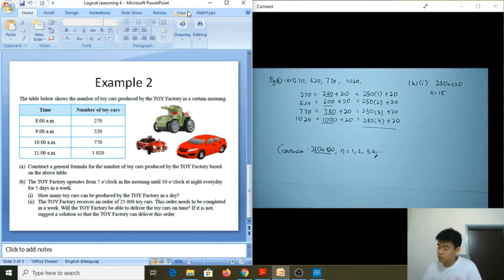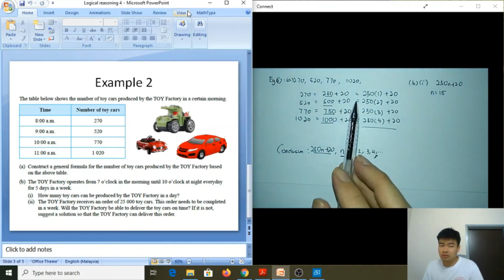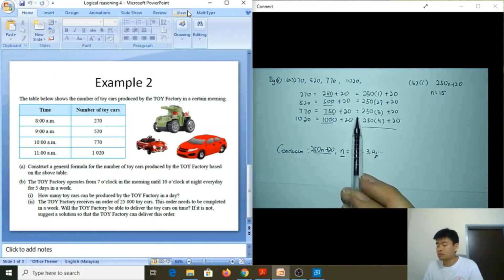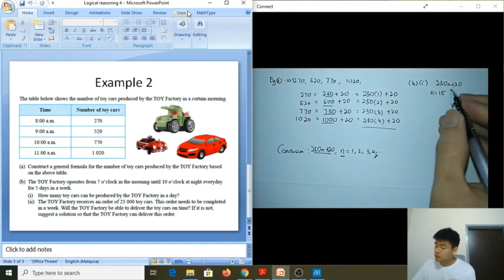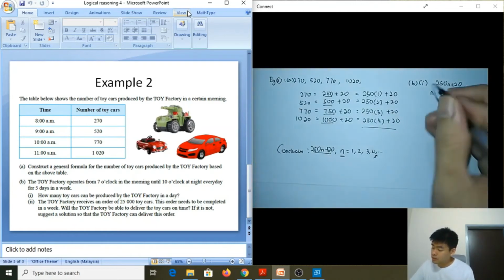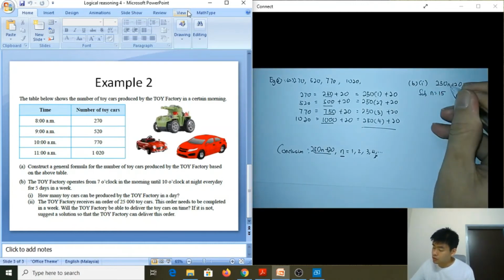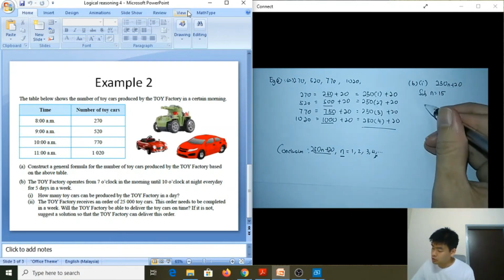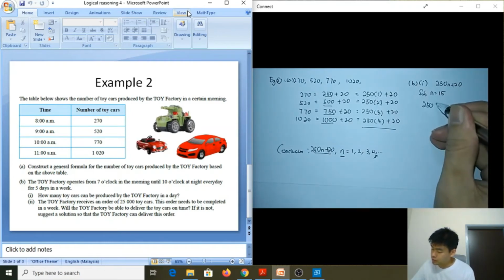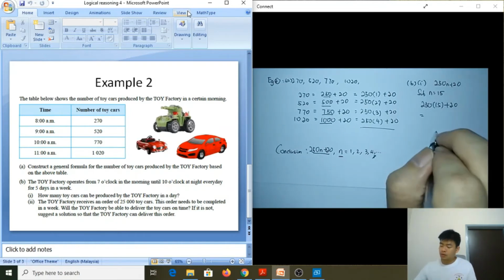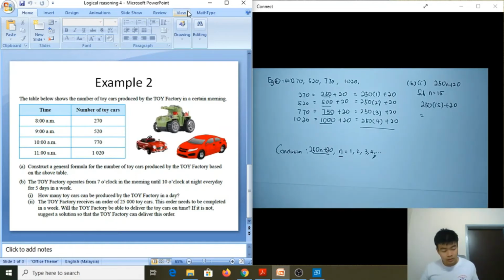Because according to the last equation, n here actually means the hours, right? At which hour the number of toy cars becomes what? So I'm going to substitute n equals 15 into the equation. So the total number of toy cars is 250 times 15 plus 20. So take out your calculator, and what is the answer?